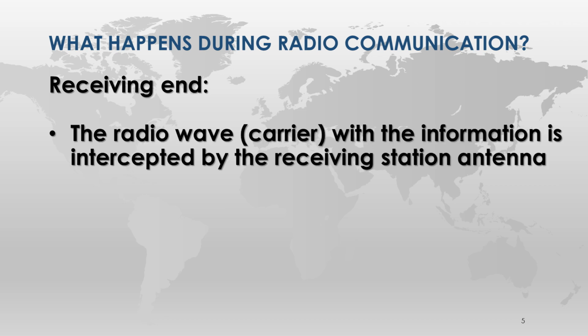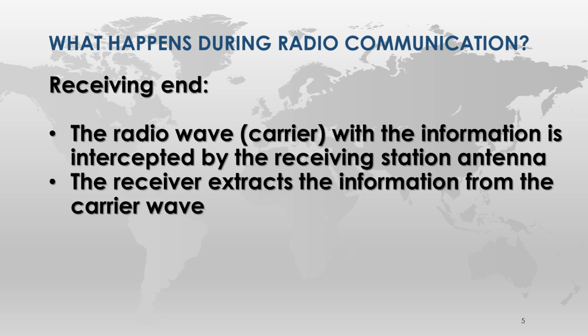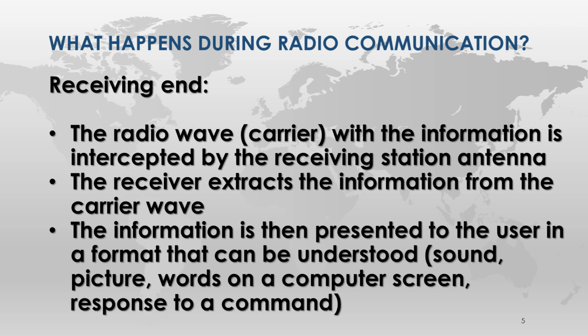On the receiving end, the radio wave, the carrier, with the information, is intercepted by the receiving station's antenna, and it's tiny little fractions of volts, of power. The receiver extracts the information from the carrier wave. The information is then presented to the user in a format that can be understood, whether it's a sound, pictures, words, a computer screen, or a response to a command. So we can do all kinds of things. So when you're flying a remote-controlled aircraft or driving a remote-controlled car, you're sending a signal to it. It's receiving it. It may even be sending its data back.